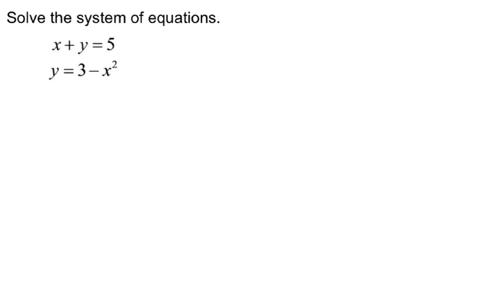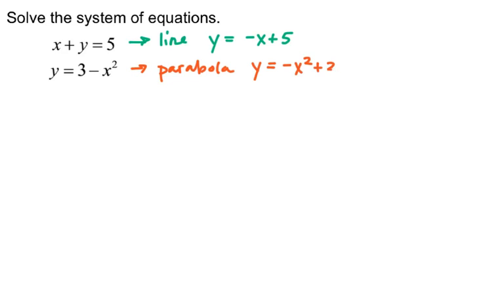Here we're going to solve a system of equations where one or both is not linear. In this situation, we have a line. x plus y equals 5 represents a line. Again, that's the same as y equals negative x plus 5. So it's a line with a slope of negative 1 and a y-intercept of 5. And then my other equation, y equals 3 minus x squared, well, that's a parabola. It's technically a parabola which opens down. y equals negative x squared plus 3.